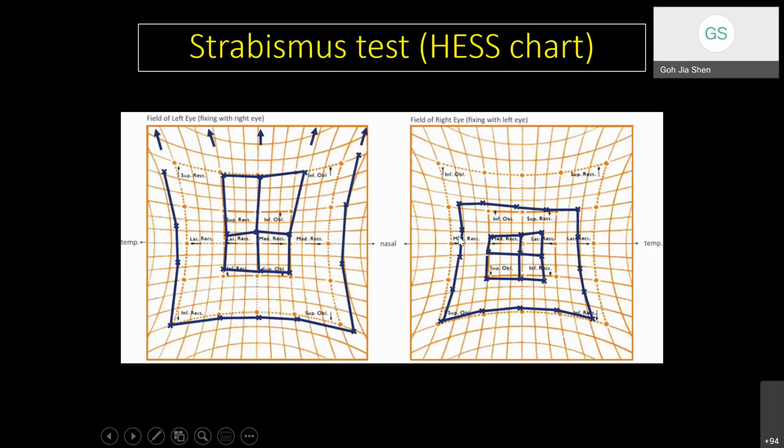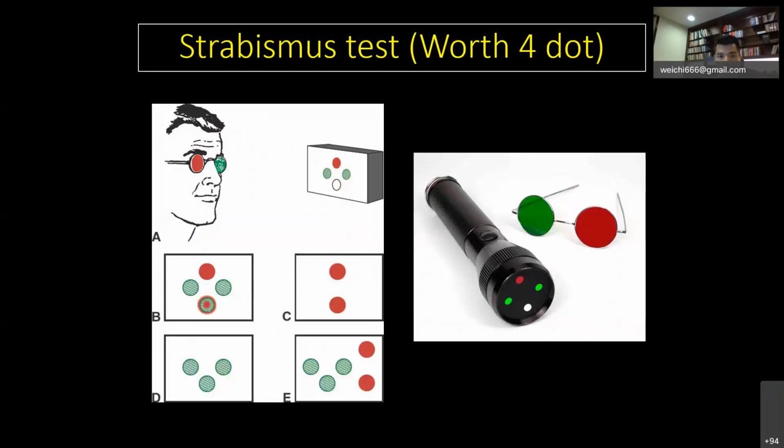One exception is the haze chart, which I can still take. The other exception is the visual field test. So the field of the right eye will be placed here, and the field of the left eye will be placed here. So you could see whether there's a difference between the two eyes.